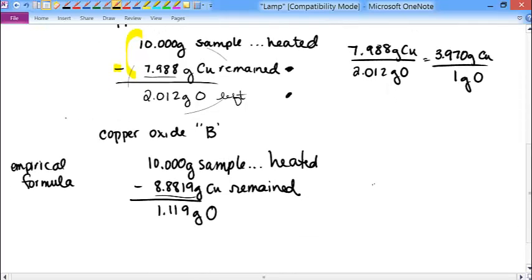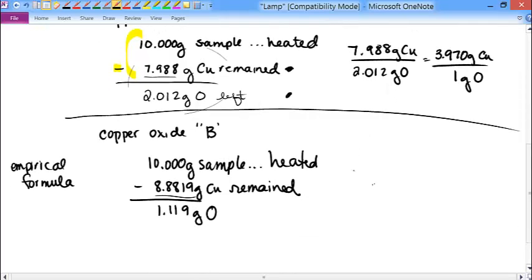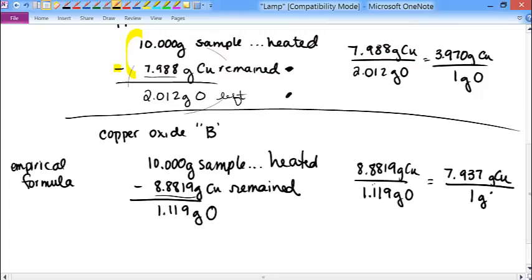Well, I'm going to do the same thing with copper oxide B. I'm going to take 8.8819 grams of copper and 1.119 grams of oxygen. I'm going to divide that out so I can find out how many grams of copper there are per 1 gram of oxygen. So I divide that out on my calculator. I get 7.937 grams of copper per gram of oxygen.